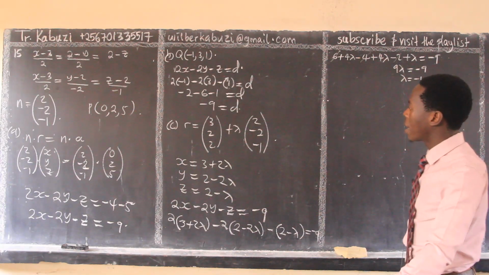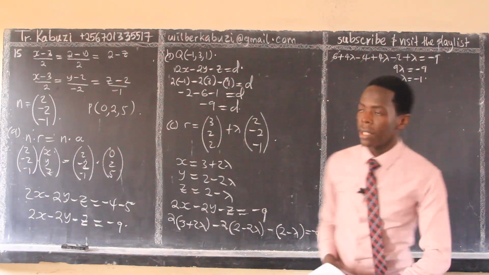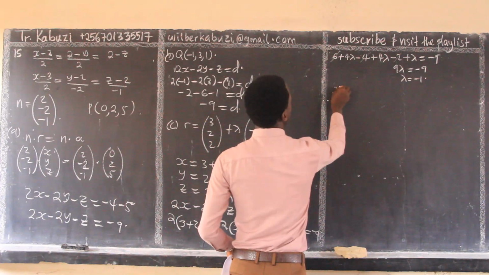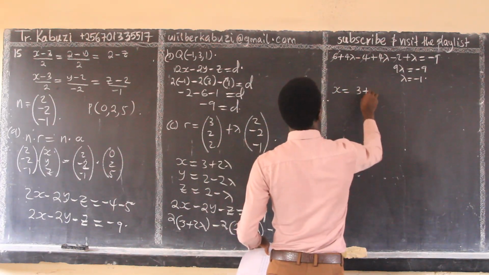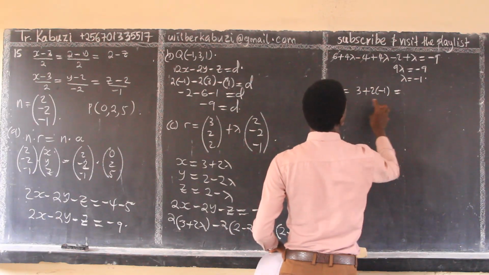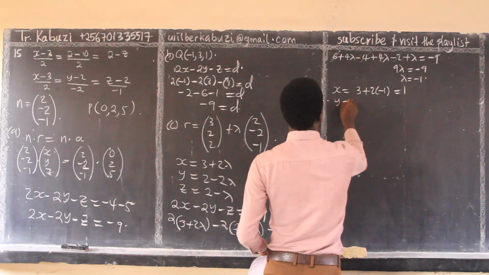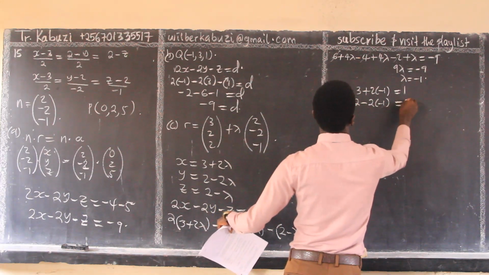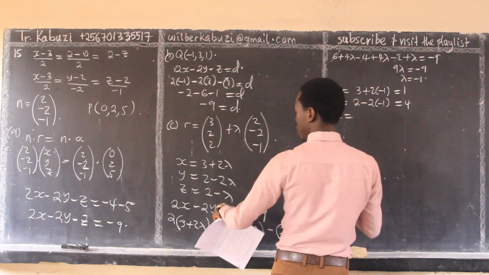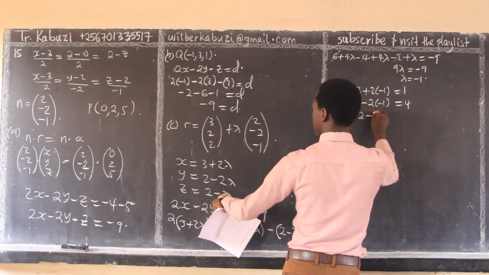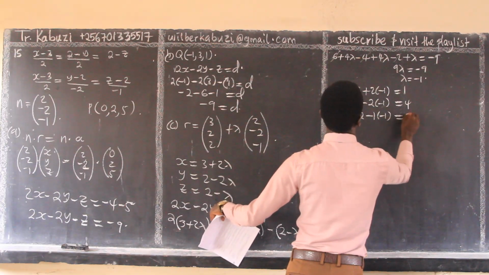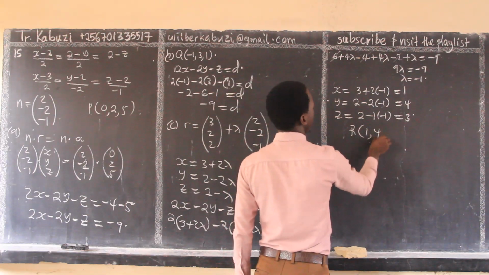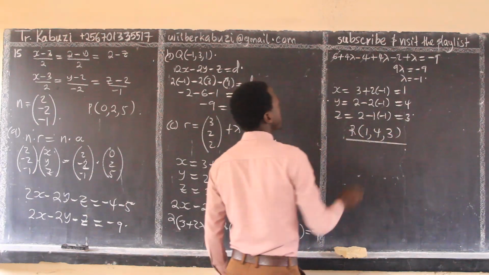So now you come back and substitute in here to get the x, y, and z values. My x will be 3 plus 2 times negative 1, which will be 1. Y will be 2 minus 2 times negative 1, which will give me 4. And my z will be 2 minus 1 times negative 1, which will be 3. Therefore, the coordinates of my point R are (1, 4, 3).